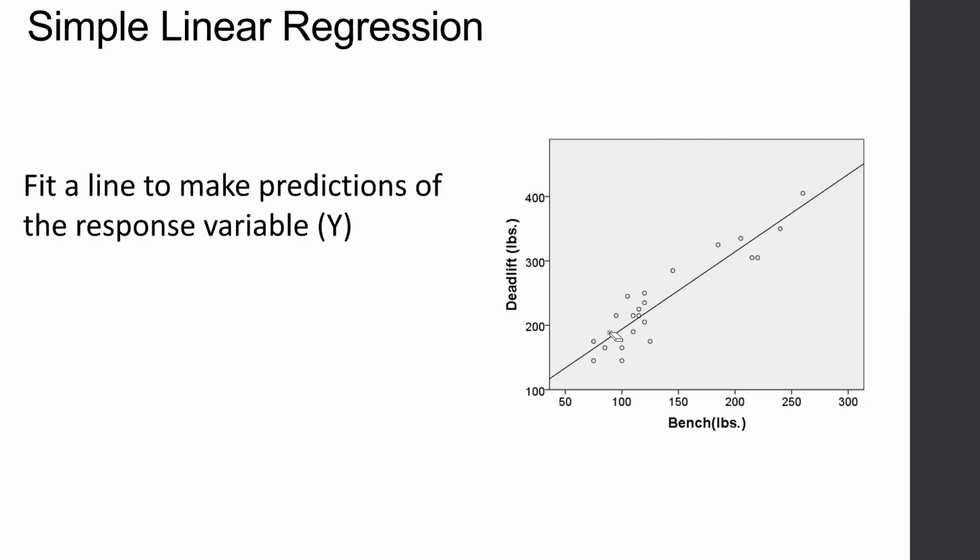So we've determined that there is a linear relationship between our variables, and maybe we want to fit a line to the scatter plot to make predictions of the response variable y. So this is the example that we opened up with, bench press versus deadlift weights. And what I've done is I've just fit a line to that scatter plot of data.